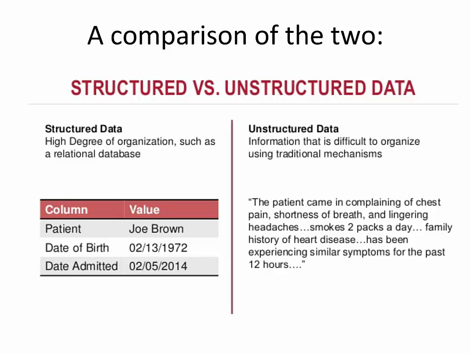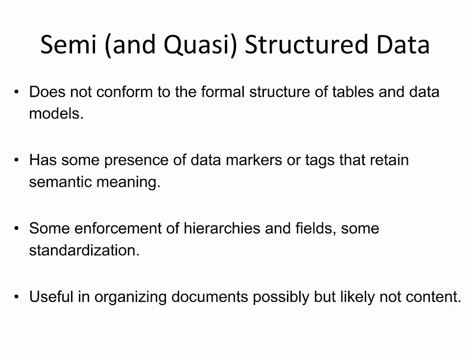In sum, structured data has a high degree of organization and can be thought of as discrete data collected within a relational database. Unstructured data is information that does not have a high degree of organization and is difficult to organize using traditional mechanisms. A dictated physician note is an example of unstructured data.